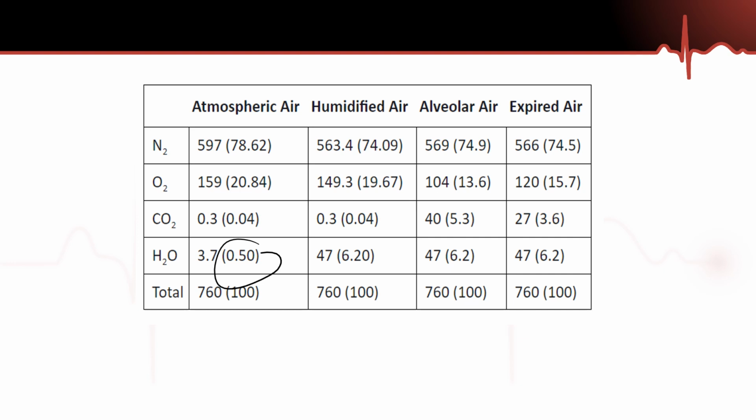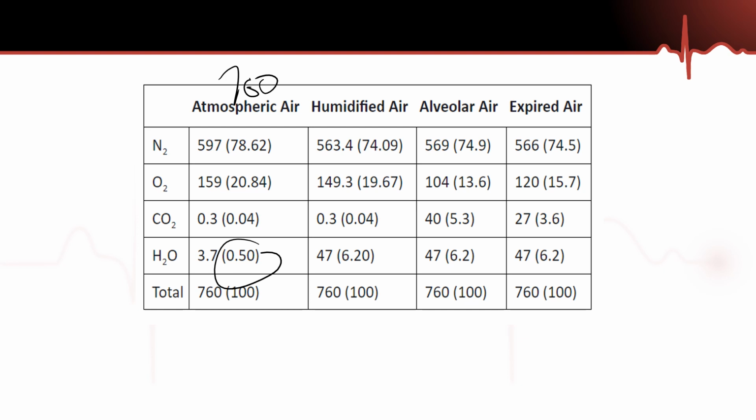So if water vapor makes up 1/2 of a percent of the air at sea level, then what is water vapor's partial pressure within atmospheric air at sea level? Well, total air pressure at sea level is 760 millimeters of mercury. This is the air in the atmosphere. Water in the form of a gas makes up 1/2 of a percent of that air. So water contributes 0.5% to the total air pressure of 760.